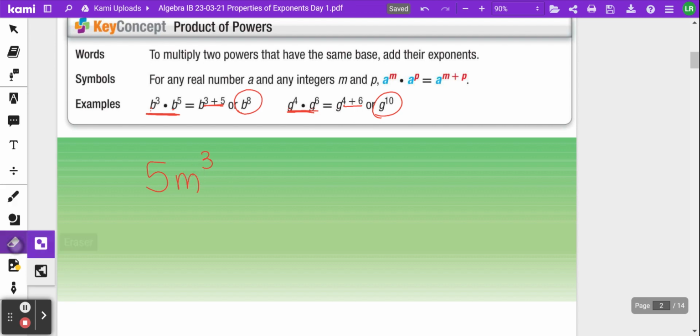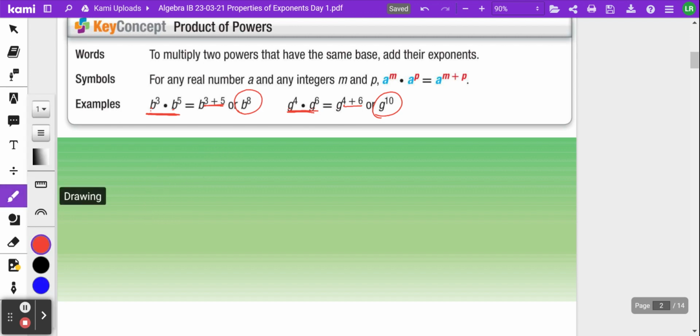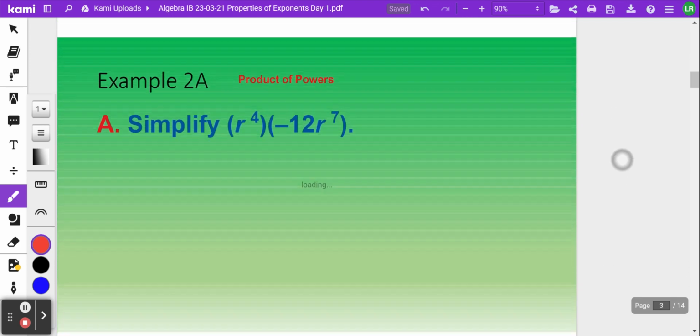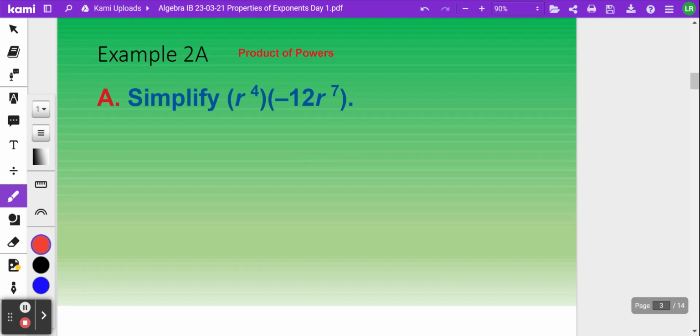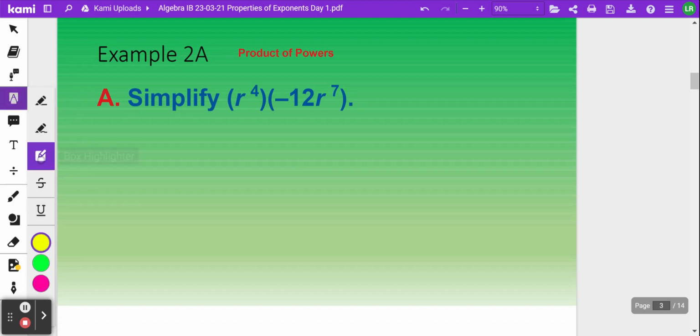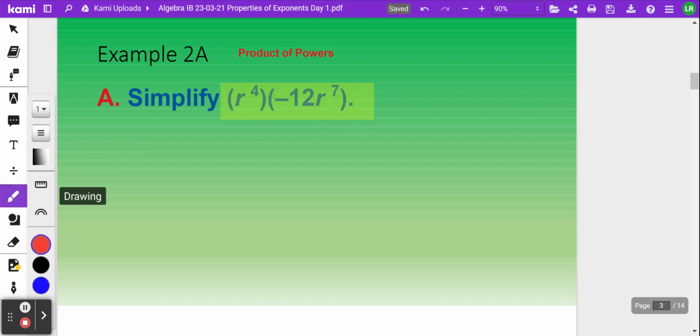Okay, so let's go through a couple examples. You will see a method that you can use to organize it. Not everyone does it that way, but I'm going to show it to you that way. So here's our first problem: r to the 4th times negative 12 r to the 7th. The first thing that I would do on this problem is organize. The base numbers are first, and I only have one base number, negative 12. It's the only base number in this problem.